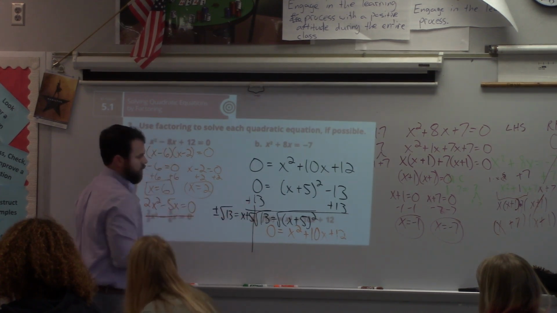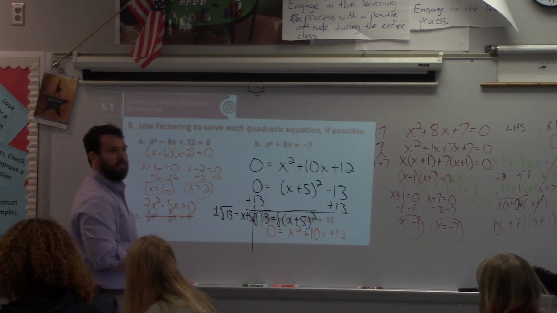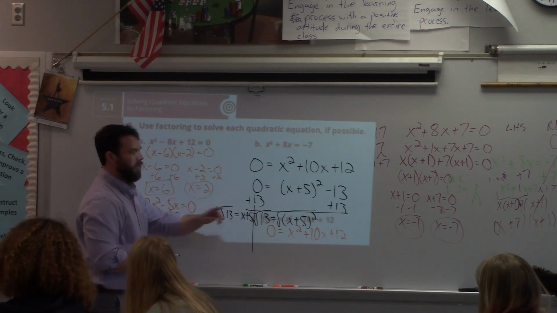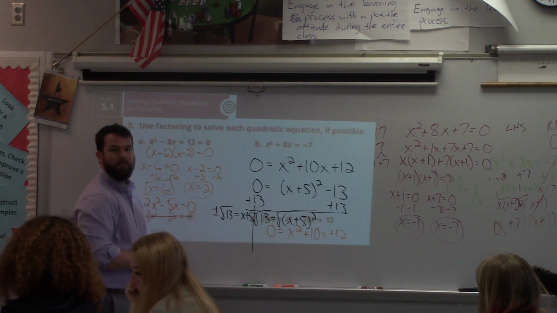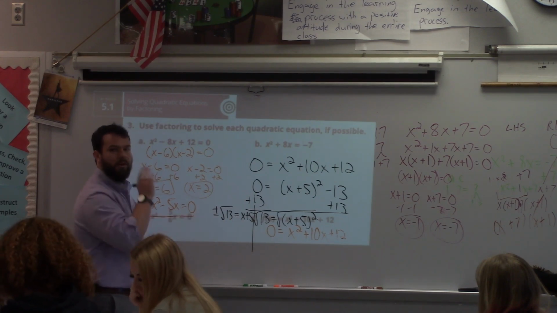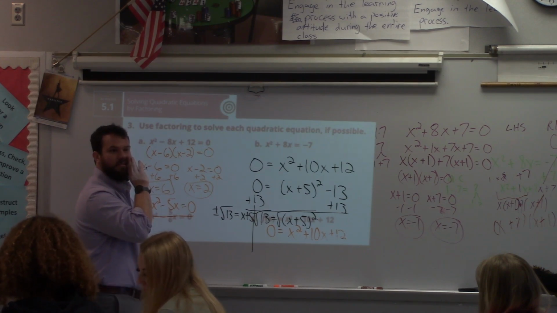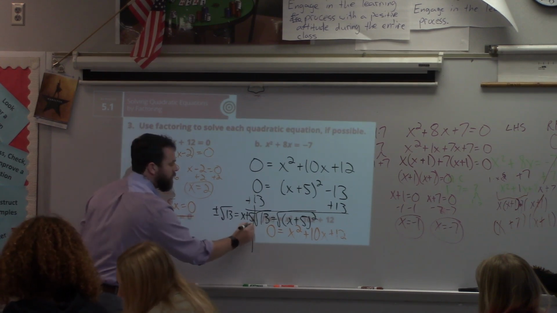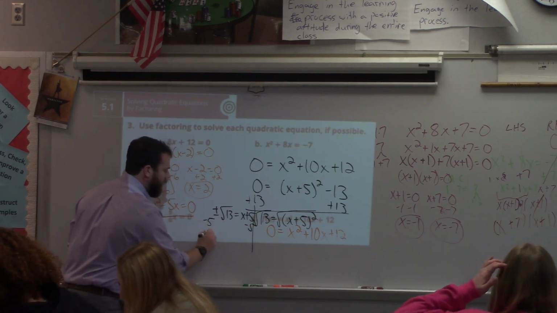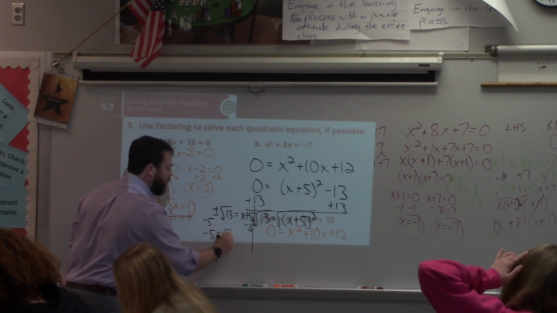Now I'm almost done. Positive or negative square root of 13 is equal to x plus 5. So what would I do? Subtract 5. And I would leave it as negative 5 plus or minus the square root of 13.